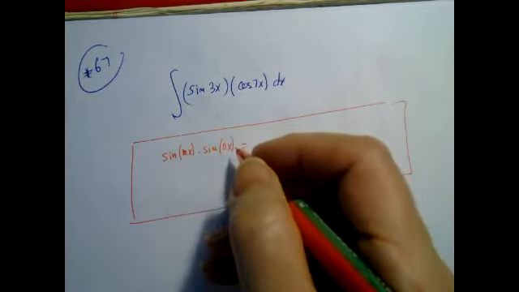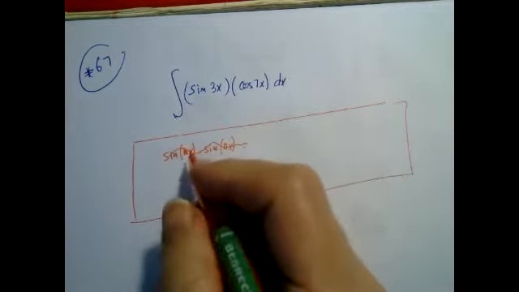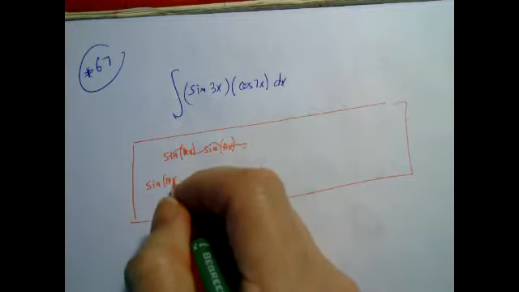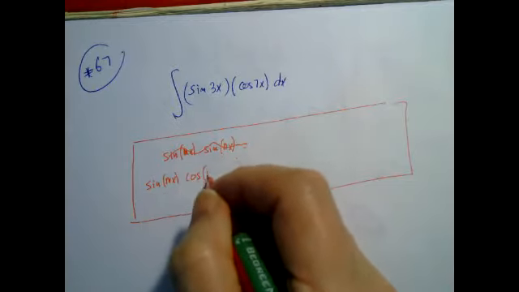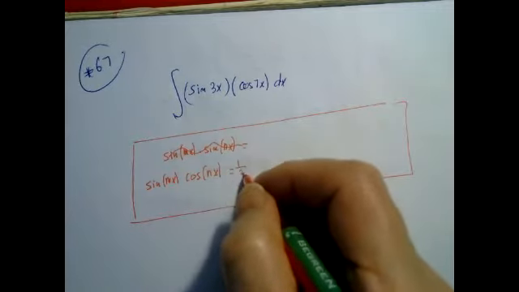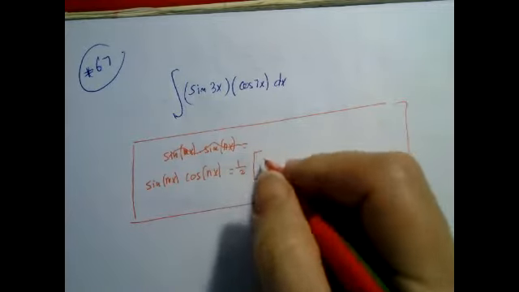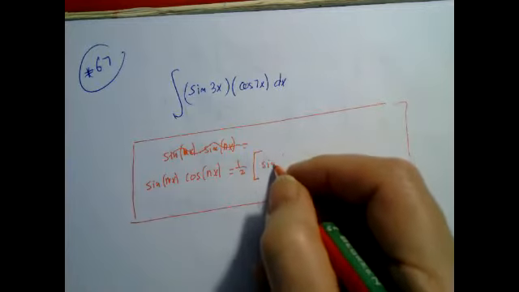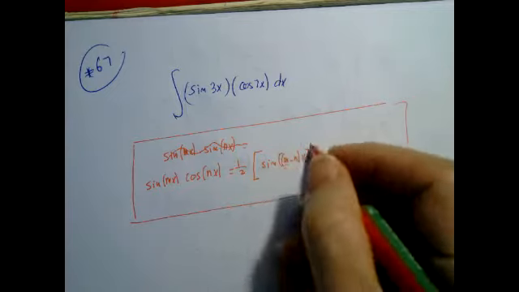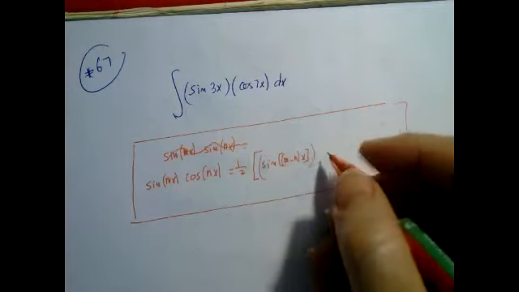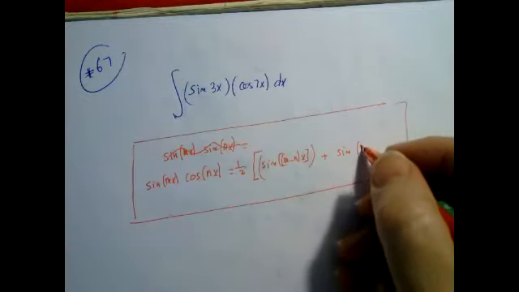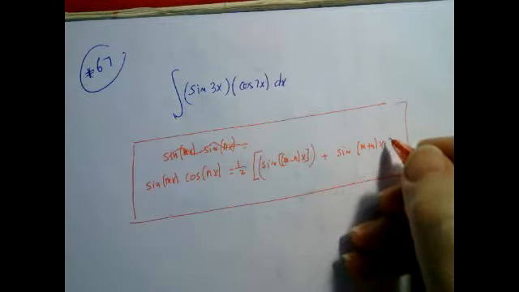Sine mx cosine nx is equal to a half sine of the difference plus sine of the sum. And that's the only way we can evaluate this type of integral.